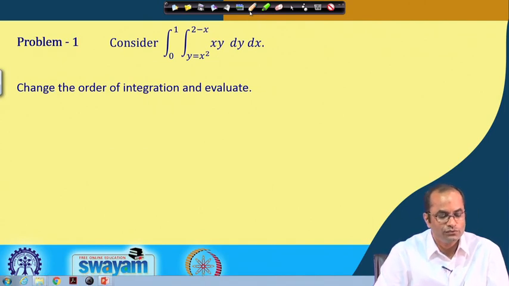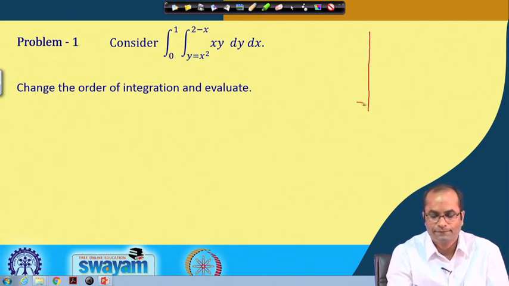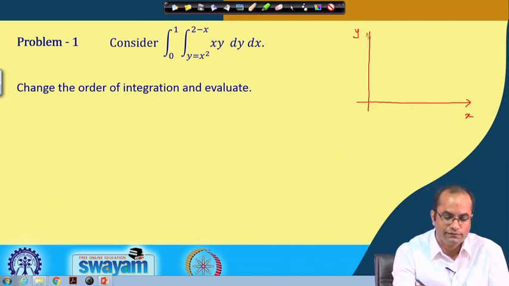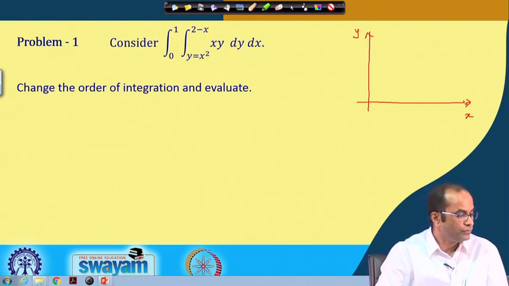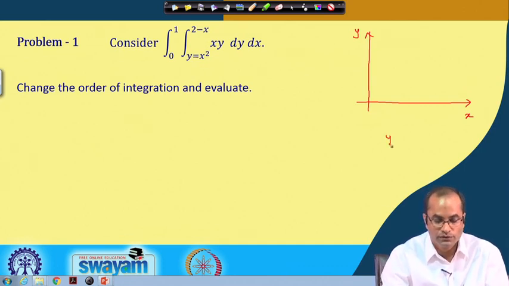So, again to change the order of integration we have to sketch the domain here. In this case, we have the x axis and the y axis there, and we want to now draw this. So, y goes from x² up to y is equal to 2 minus x. So, y is equal to x² is this parabola here.